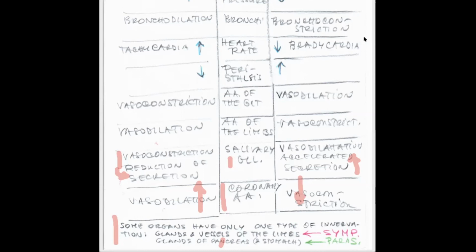But some organs have only one type of innervation. A good example are the glands and vessels of the limbs, which are innervated only by the sympathetic system, and glands of pancreas and stomach have only parasympathetic innervation. So we can summarize that we have seen just some examples of the action of the sympathetic and parasympathetic division of the autonomic nerves. As the main rule, the organs are under control of the sympathetic and parasympathetic system in a well-balanced mode. But some organs have only one type of innervation.